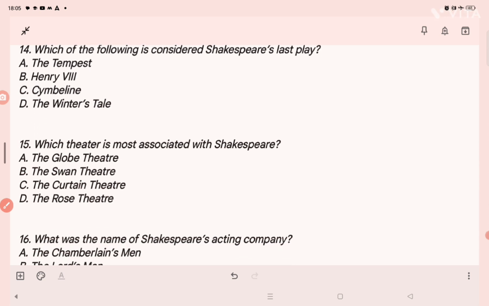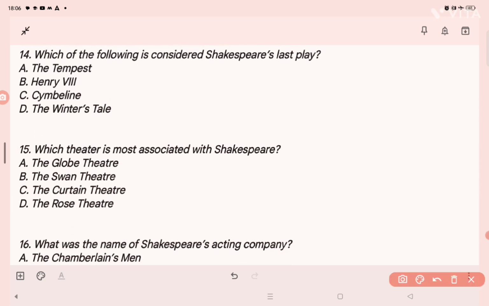Which of the following is considered Shakespeare's last play? Option A, The Tempest. The Tempest is generally considered Shakespeare's last solo authored play, written around 1611. Swan song.